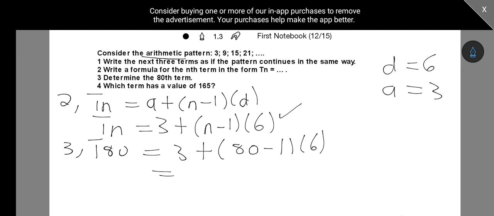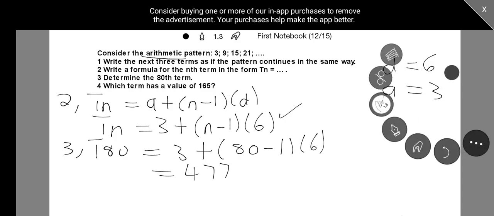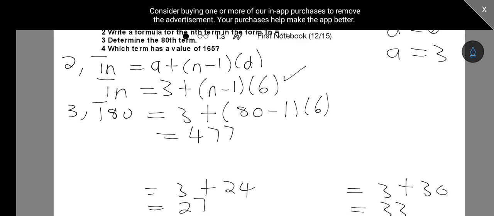Let's do it. That's 3 plus 80 minus 1 multiplied by 6. That gives us 477. That's the 80th term. Then the next question says, which term has a value of 165? Here we are solving for n. We want to know which term, meaning we are solving for n. We have been given Tn. Let's do it.